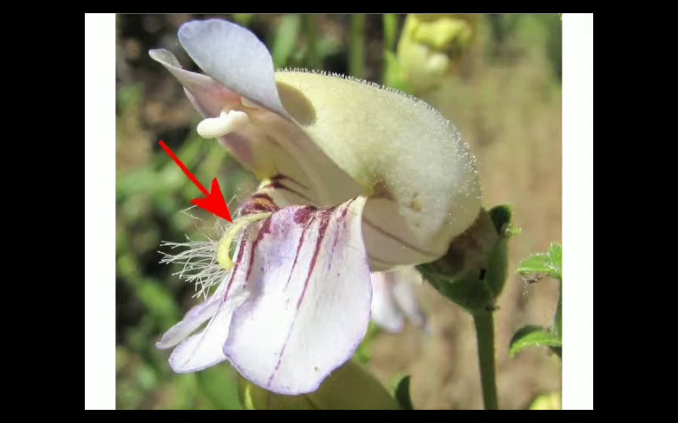The sterile stamen is called staminode. So questions can come from staminode also. What is staminode? The sterile stamen of a flower, that stamen which is not able to produce pollen grains, is known as staminode. In this diagram you can see the staminode.